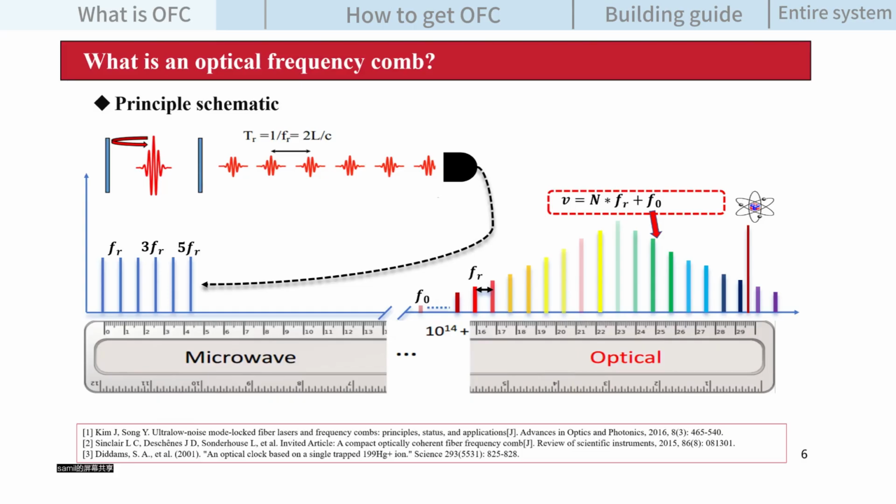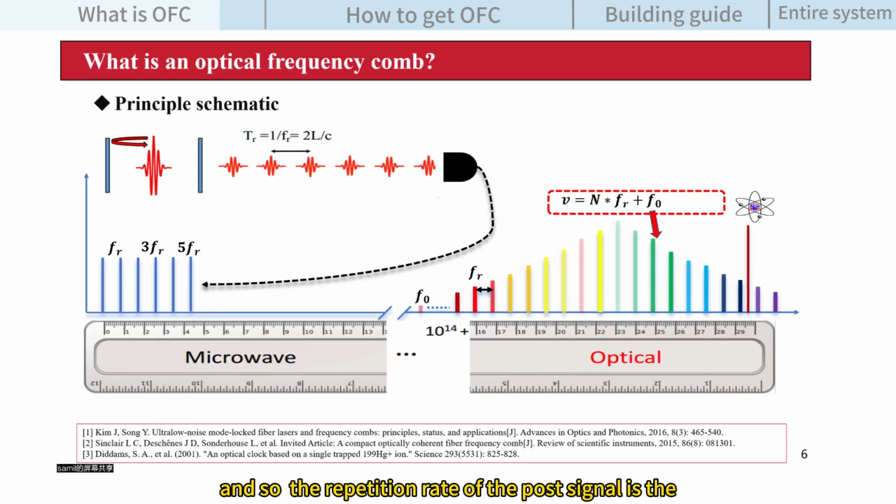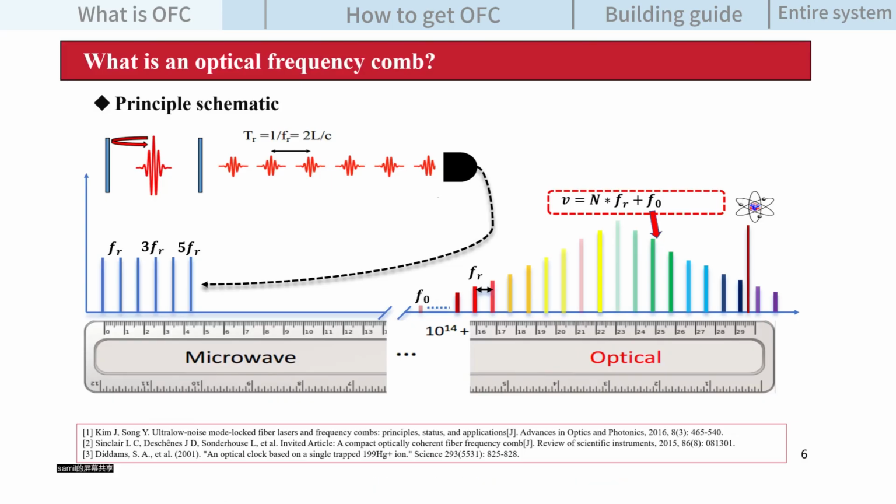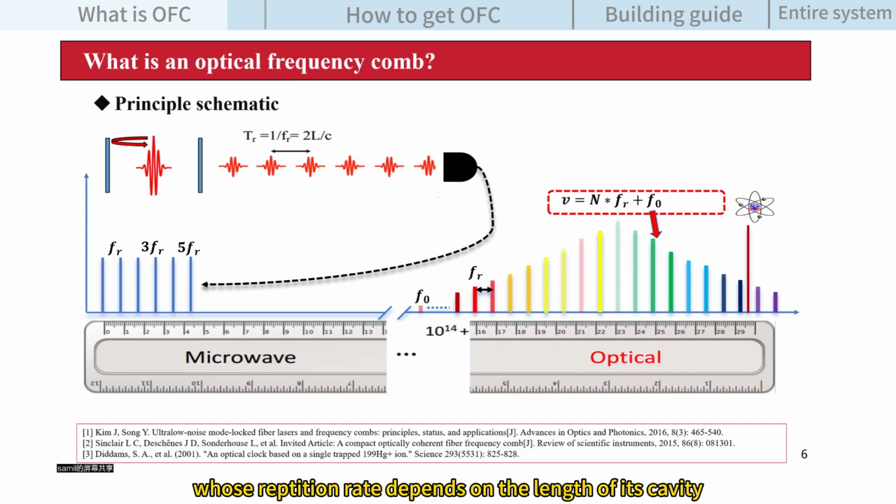So if this is stable, the frequency interval will be stable. And so the repetition rate of the pulse signal is the key part of the optical frequency comb. So we get the first thing: we need an ultrashort pulse laser, whose repetition rate depends on the length of its cavity.